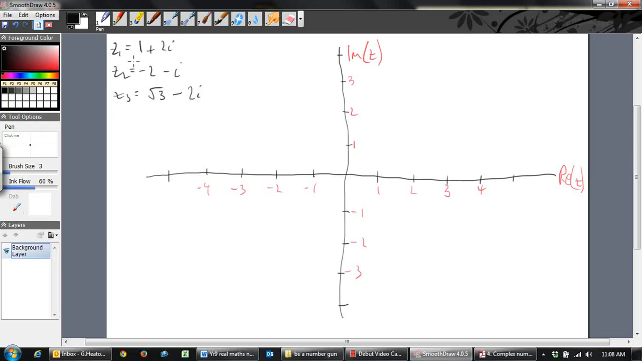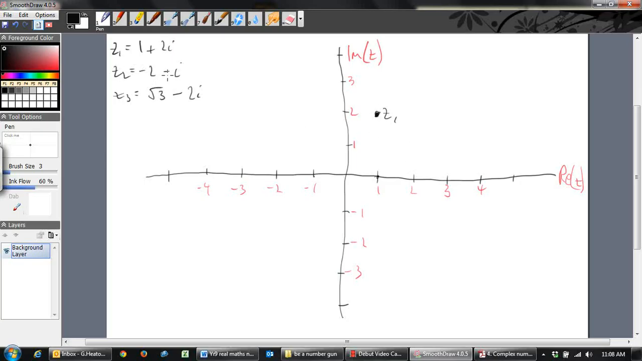Okay, so let's have a look. Where does Z1 live on this plane, this Argand diagram? Well, its real part is 1. Its imaginary part is 2, and so that number lives here. And in fact, Z1 will be this point here on the Argand diagram. Excellent. It's as easy as that.